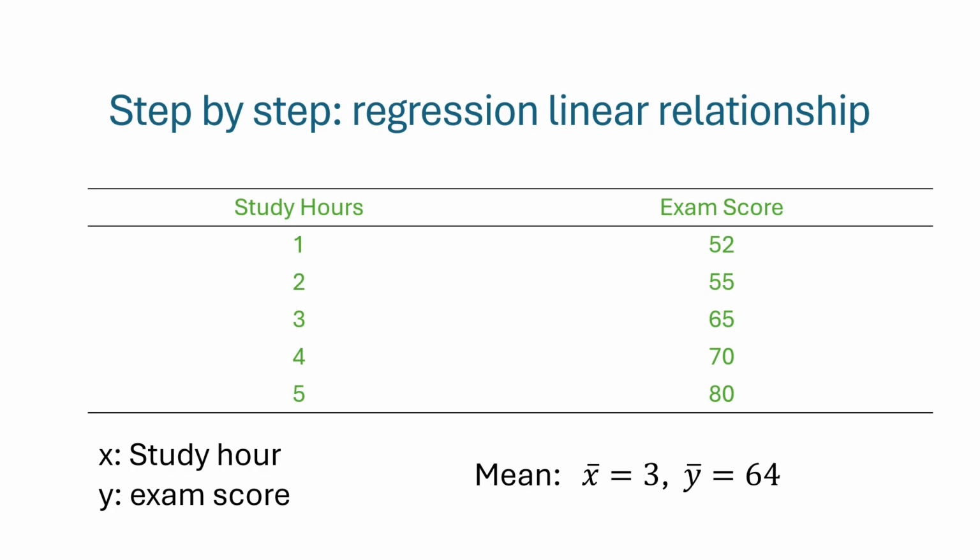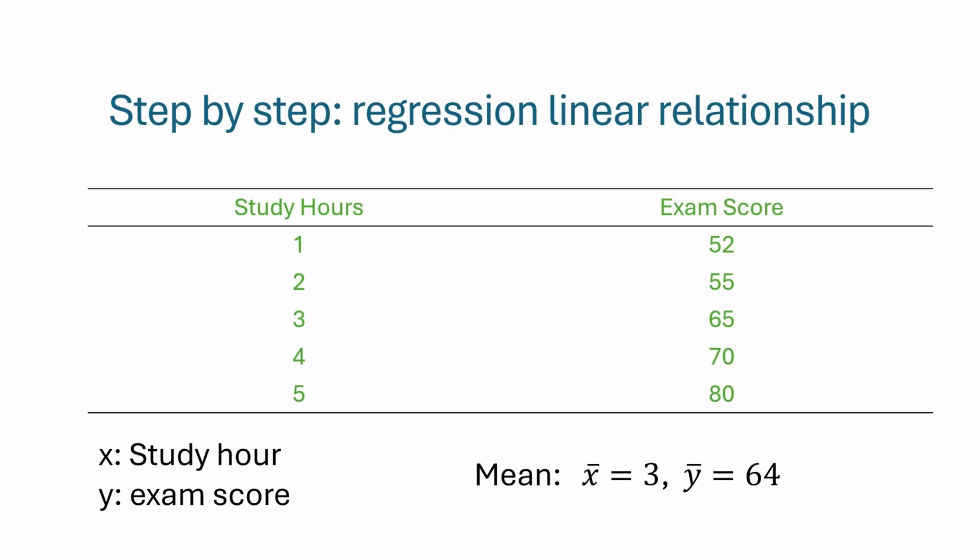The simple example I gave earlier, study hours versus exam score, was mainly used to illustrate a linear relationship. Now I will go step by step to show how the data eventually form a regression line. In this example, we assume X represents study hours and Y represents exam scores.